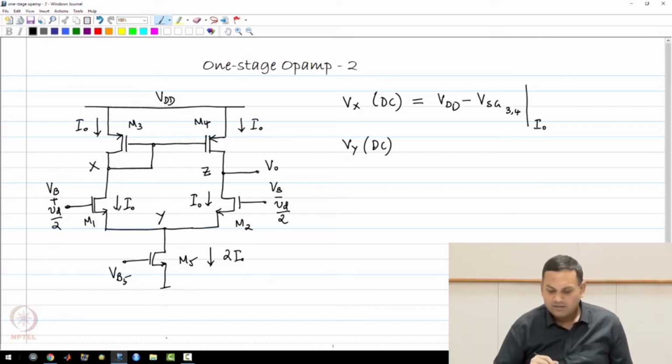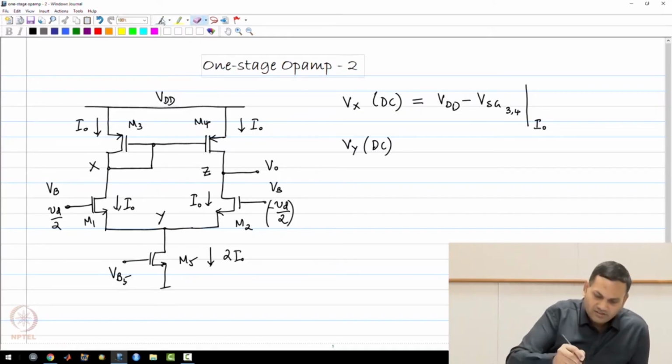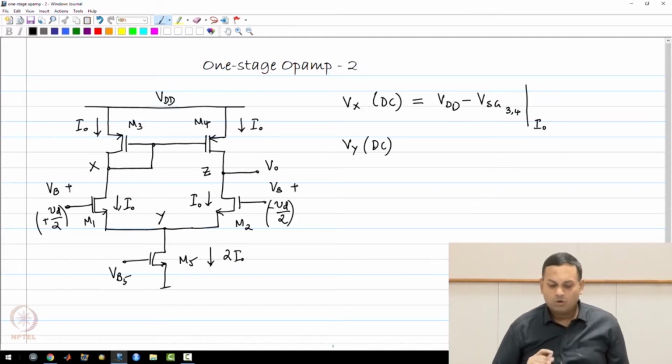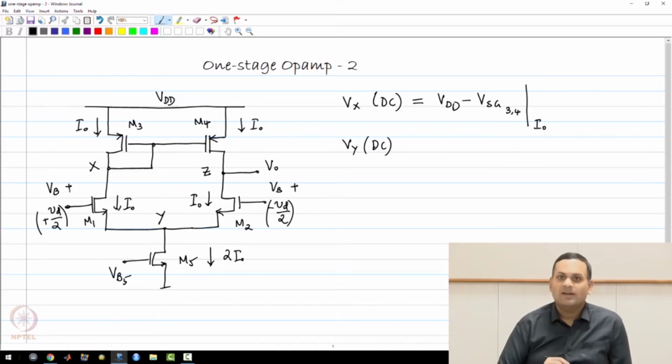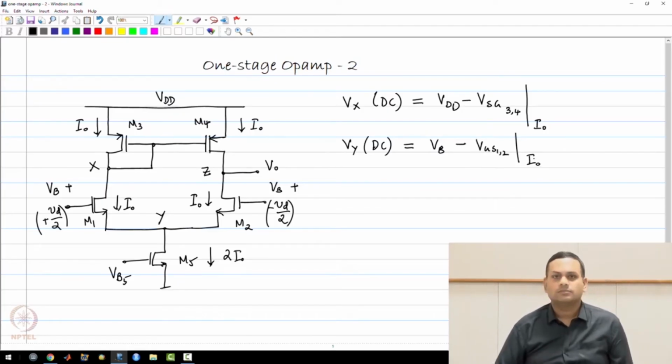If you look at the two sides from a bias point of view, all bias voltages should ideally be symmetric, and the 2 transistors have the same current and therefore should have the same VGS voltage. VGS1 will be the same as VGS2, and therefore Vy should be VB minus VGS12 at a current I0. This will be the DC voltage at node Y.